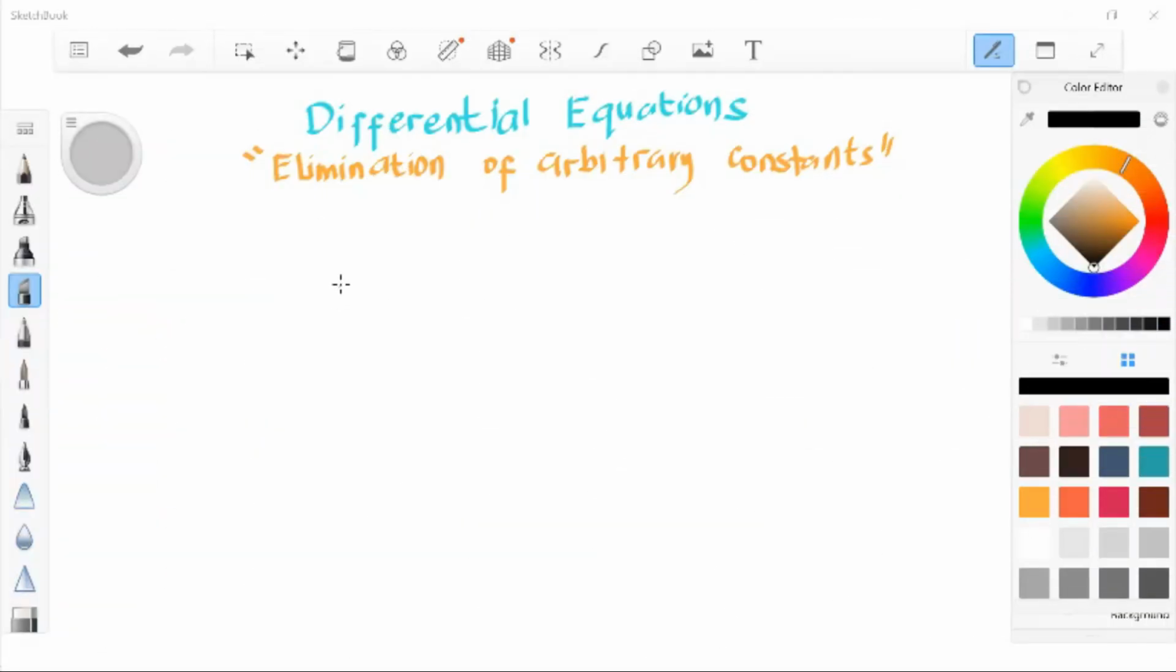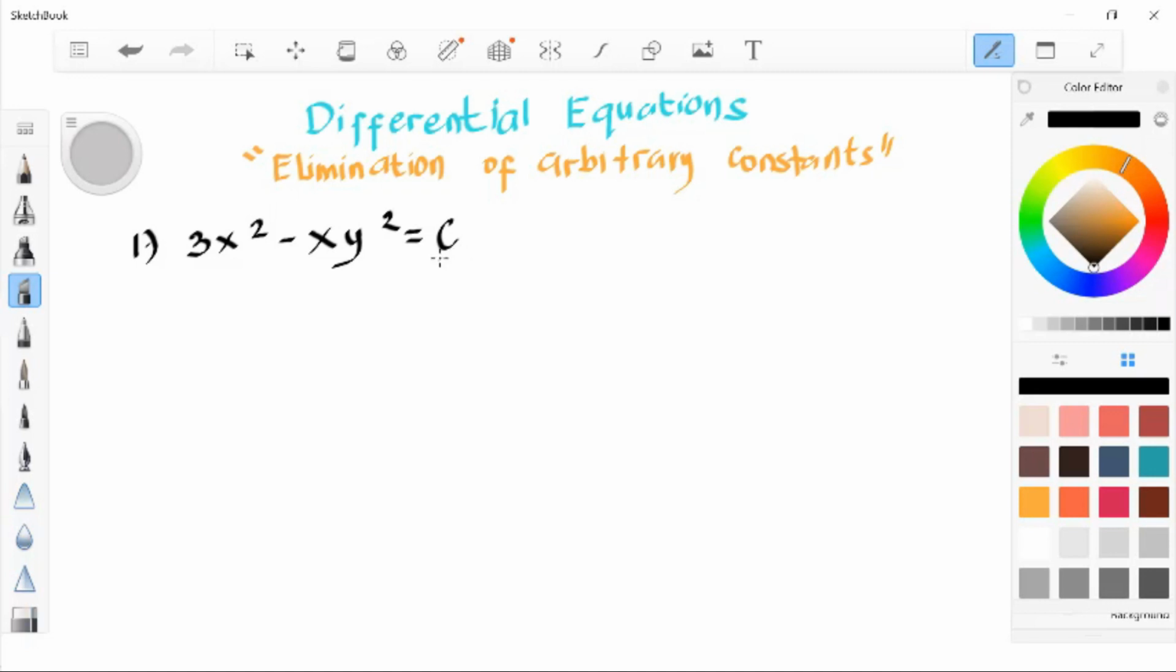Hello, for this video, we will be solving elimination of arbitrary constants under differential equations. So let's get started. For our first example, this would be 3x squared minus xy squared is equal to c. This type of problem is just an easy type.